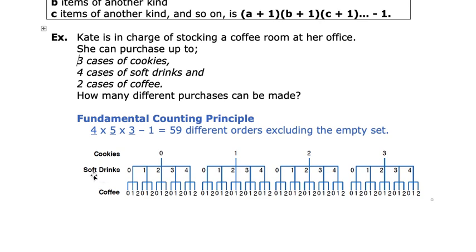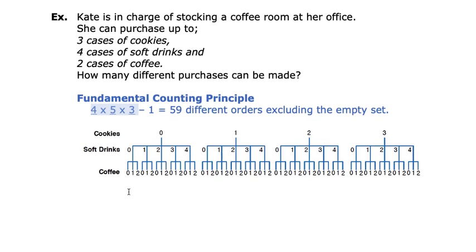Similarly, for the soft drinks, if there are 4 cases, that's 0, 1, 2, 3, or 4, which is 5 choices. And lastly, coffee, 2 cases of coffee, so either 0, 1, or 2. Altogether, this is equal to 4 times 5 times 3 by the fundamental counting principle. That tells us all of these cases. But we have to subtract 1 for the following case: selecting 0 cookies, 0 soft drinks, and 0 coffee. That will exclude the empty set.